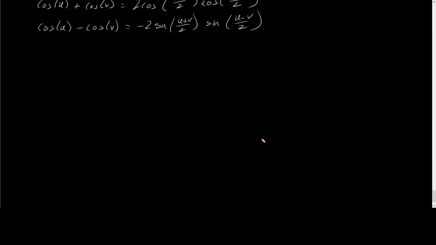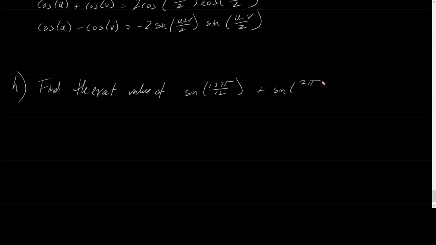Now, let's do an example here. So we're at example, I think we're at H. Find the exact value of sine of 13 pi over 12 plus sine of 7 pi over 12. Now in here, we already know a couple of different ways to manipulate things like this, but let's see how we can use these formulas that we just found. So I have sine of 13 pi over 12 plus sine of 7 pi over 12.